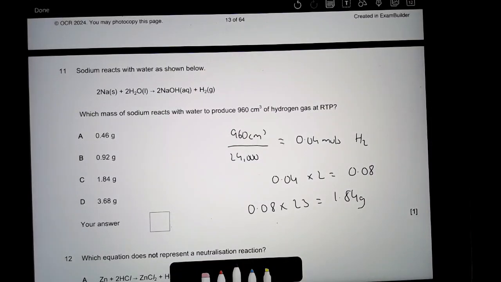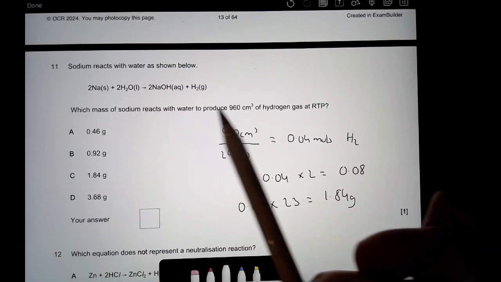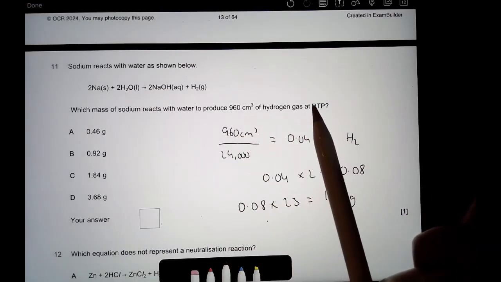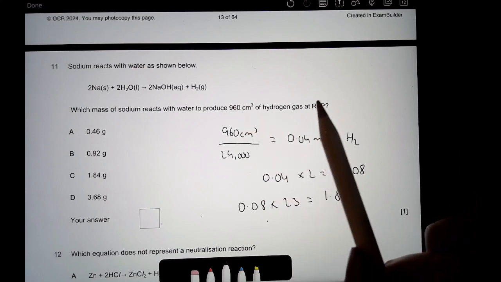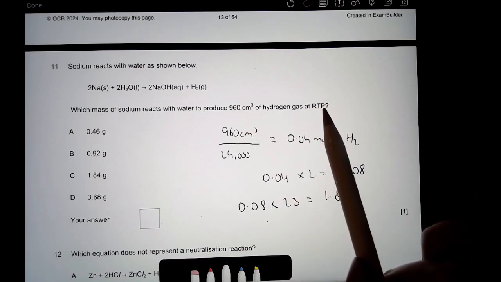So in this video, I'm going to go through the questions that were requested between 11 and 20. The first one was number 11. It asked for the mass of sodium that reacts to produce 960 centimeters cubed of hydrogen gas. Because you're working at room temperature and pressure, you're not going to be using the ideal gas equation. You're just going to be using the number 24.